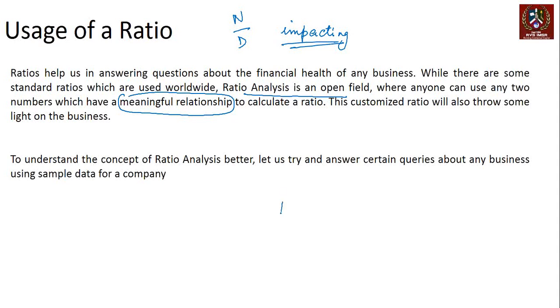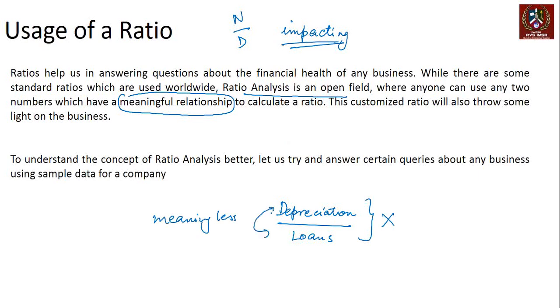So effectively, if a company has depreciation that they are accounting for, that's related to your asset base, right? But if you take a number of depreciation by loans, you can calculate a metric, but this number in itself is not useful. This is essentially a meaningless metric. You can calculate a number. So ideally, the two data points that you're using to calculate a ratio should have a meaningful relationship. One should be causing the other, right? You can customize any ratios based on that.